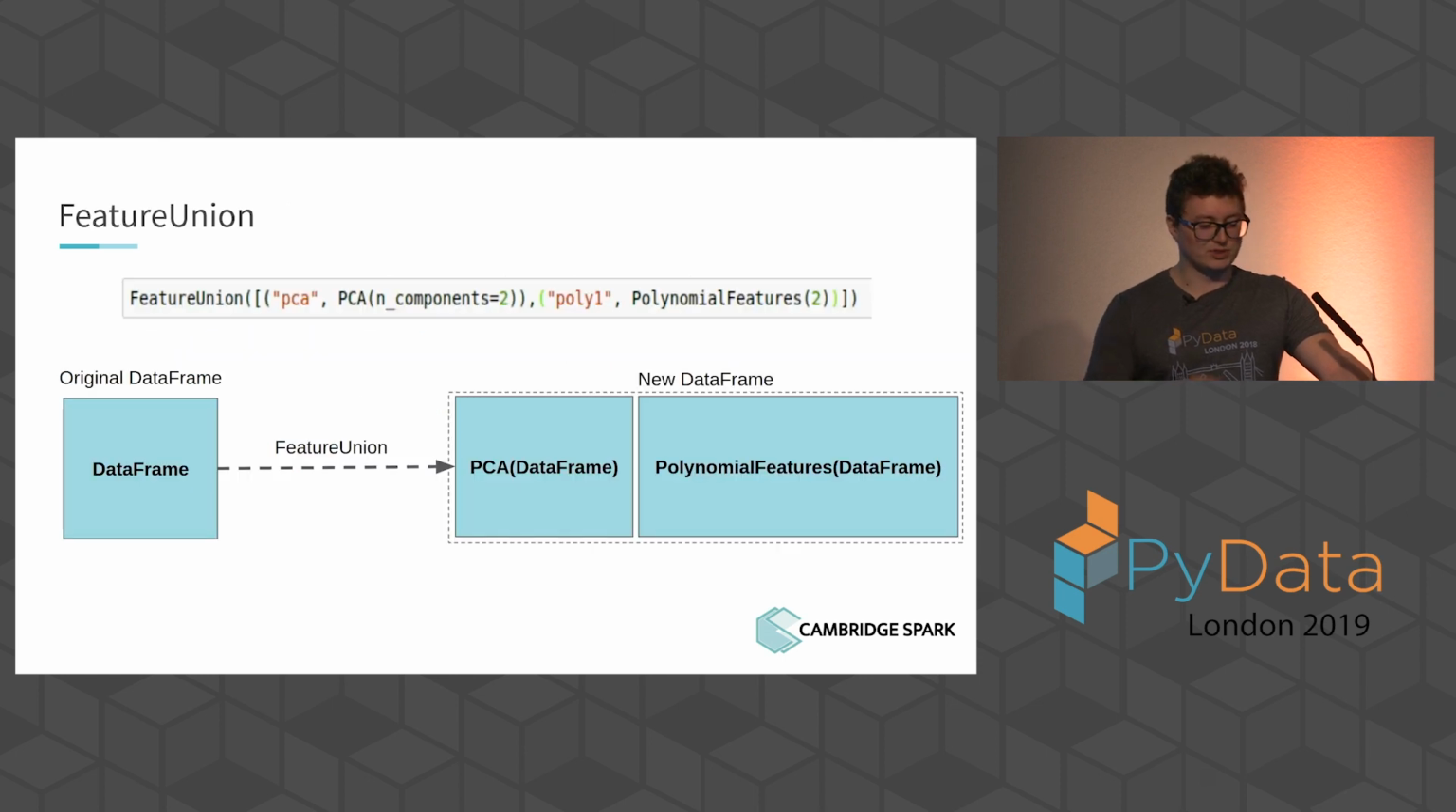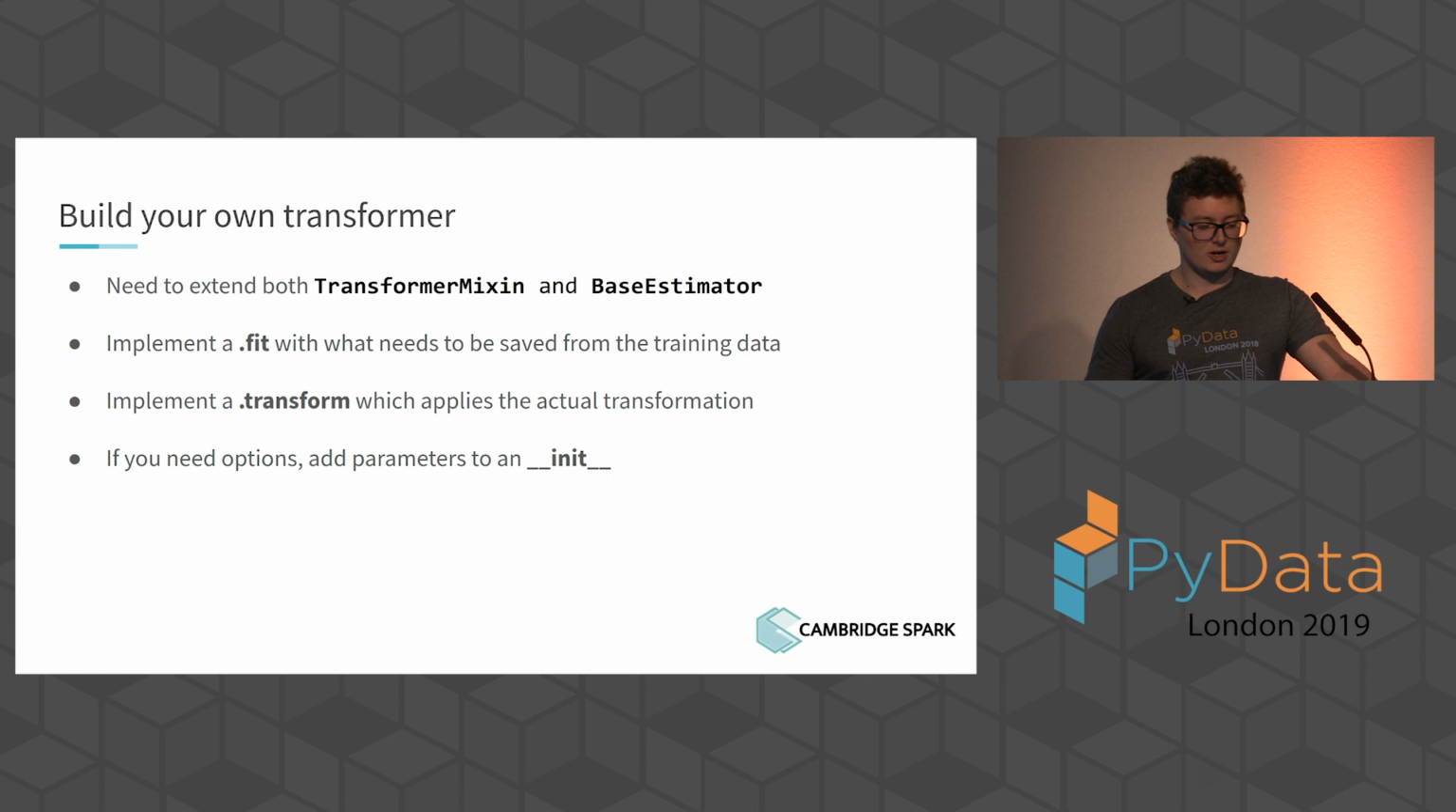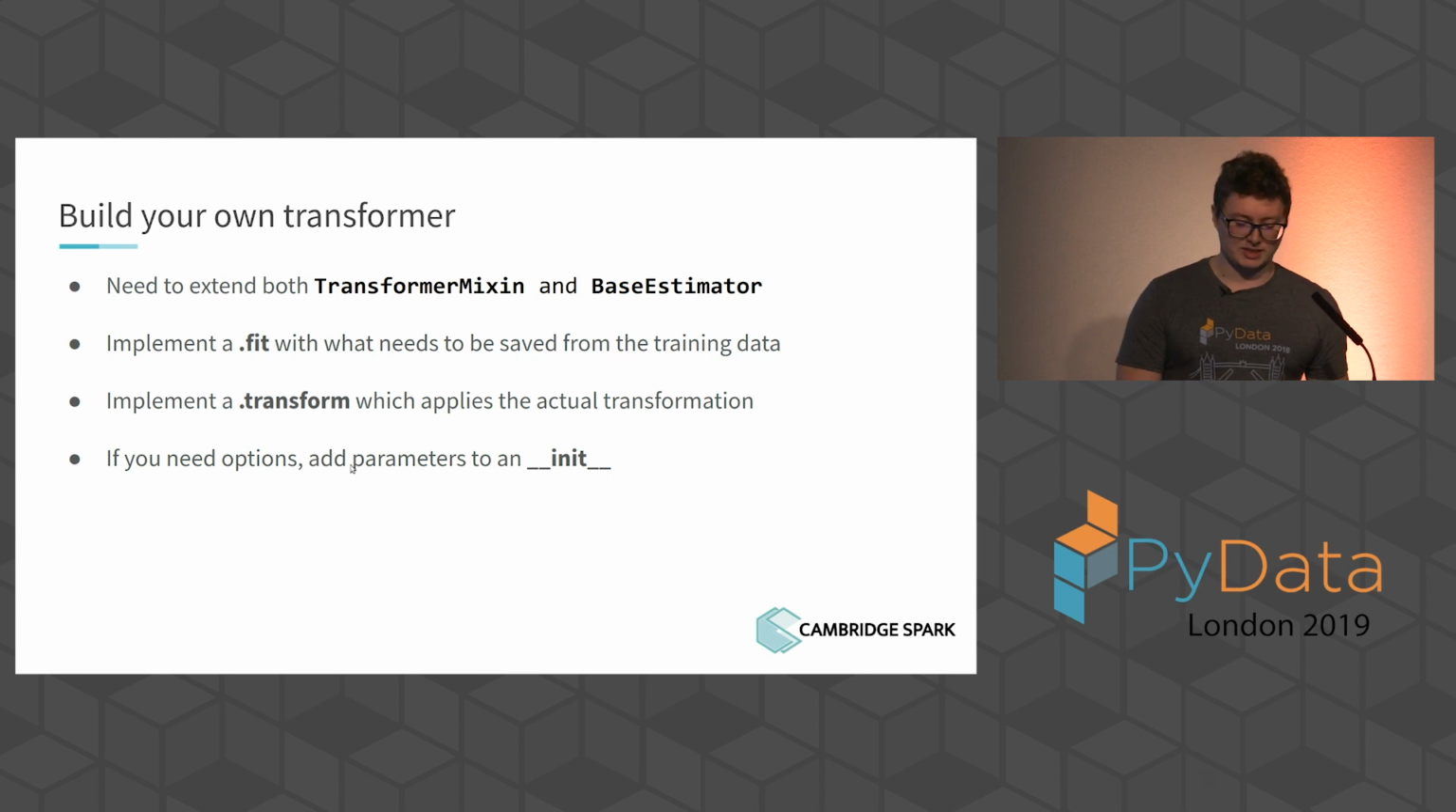So you could combine it with the feature union like we've done here, or with all the other things we will see later. If you need hyperparameters, and that will become really handy later, you can just add an init method in there, pass it some parameters, and use that as a hyperparameter later.